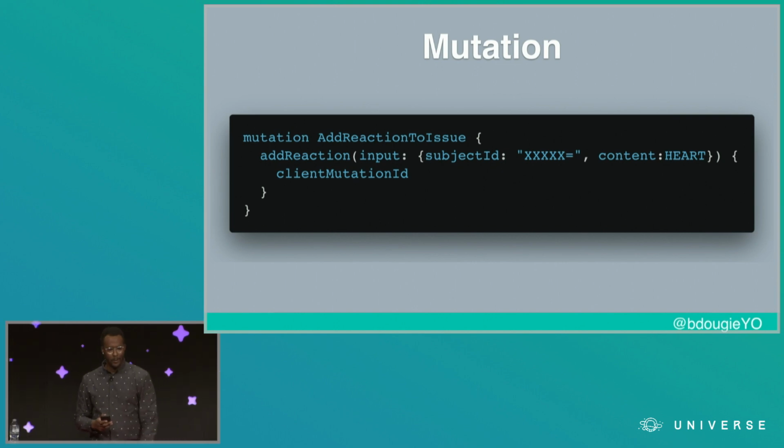Mutations are, again, like post requests. So this is my example mutation that's working in the GitHub API where you can add a reaction to issues. So I just want to go to an issue and add a heart. I could do that just by finding the subject ID, which is the ID of that actual issue.